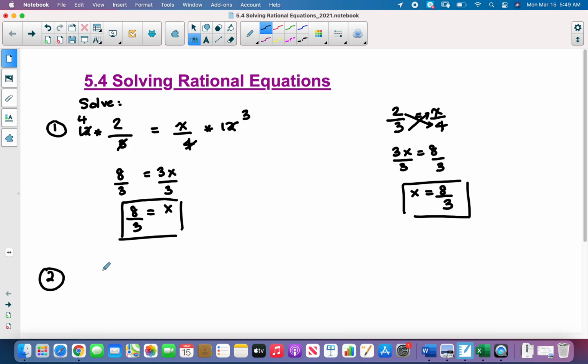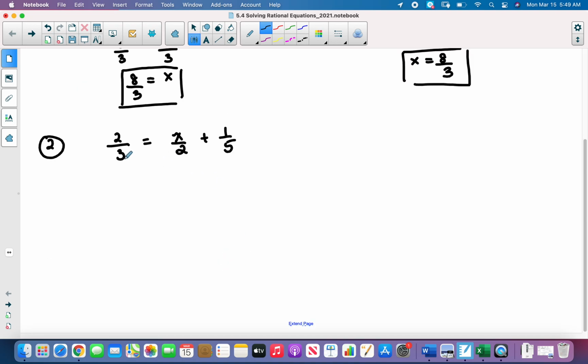Let's try another example. 2 over 3 equals x over 2 plus 1 over 5. Okay, so in this one, the common denominator for all of them, for 3, 2, and 5 would be... or let's just leave x over 2 there and bring the fractions together.